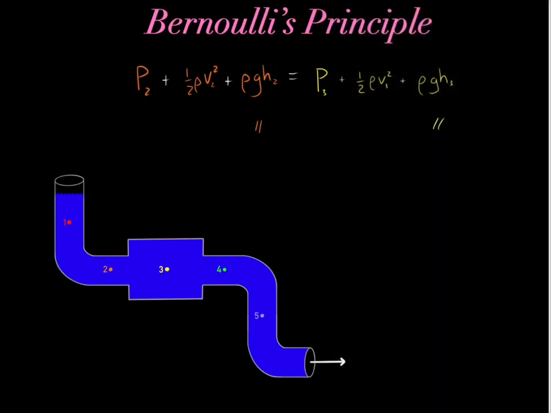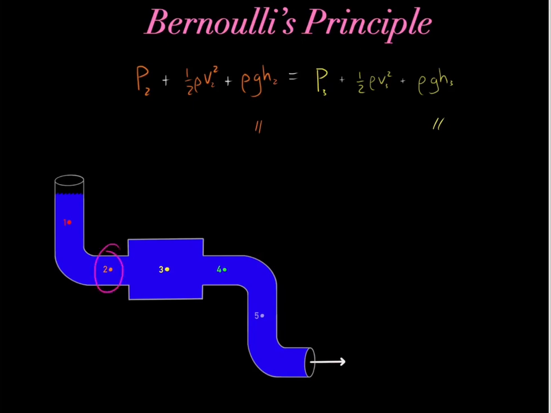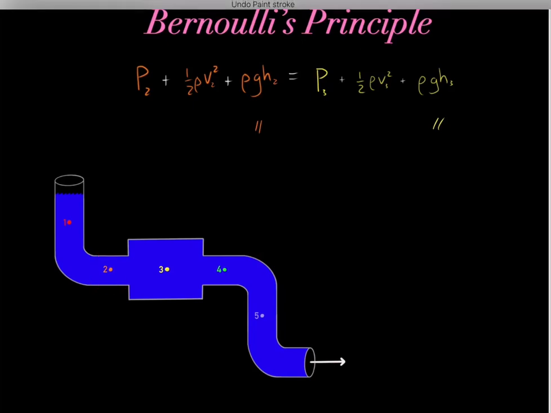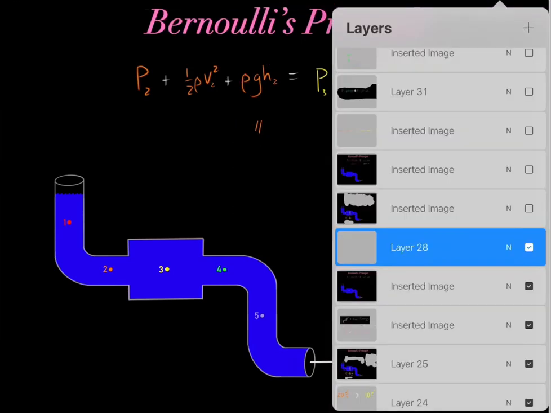Well, something we need to realize is that the gravitational potential energy at both of these points is equal. Because we know if we had a reference level, they both have the same height. So therefore, the gravitational potential energy at point 2 equals the gravitational potential energy at point 3. They both have the same height from a reference level. So therefore, we know the gravitational potential term has to be equal for both of these sides.